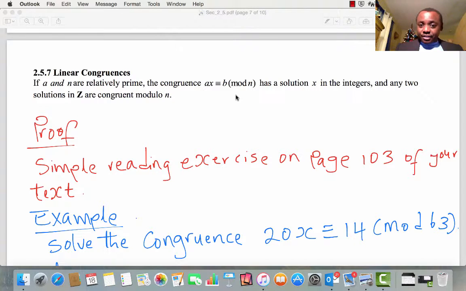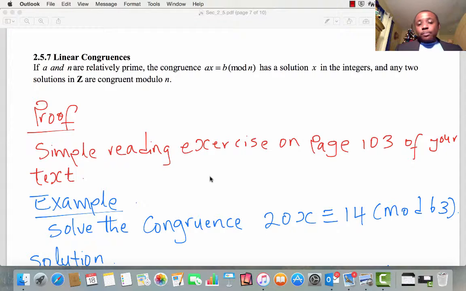Yes, but under certain conditions. If a and n are relatively prime, then the linear congruence ax congruent to b mod n has a solution in integers. As a matter of fact, we can say that if a and n are relatively prime, then this linear congruence has a solution in the integers that is non-negative and also less than n. And furthermore, any two solutions in Z are congruent modulo n. The proof is simple and straightforward, and I would leave that as a simple reading exercise for serious students. It's on page 103 of your text, Elements of Modern Algebra by Gilbert and Gilbert.